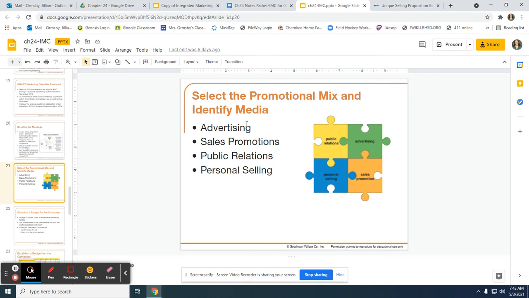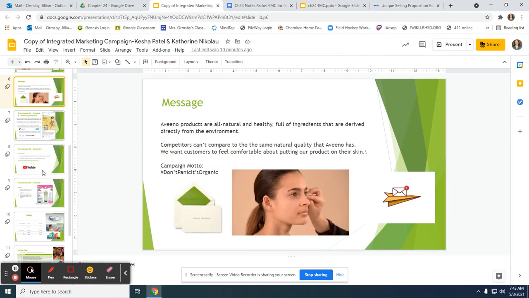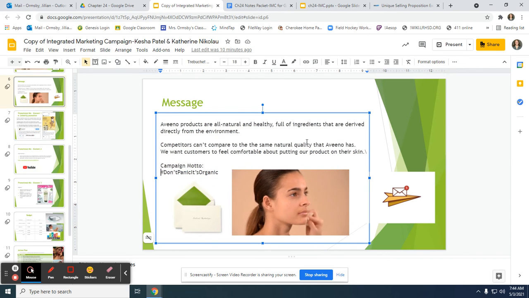So, I have an example of a former student's presentation just so you can kind of get a better idea. Their product that they chose was Aveeno, and they came up with a slogan called Don't Panic, It's Organic. And that's basically focusing on the fact that nowadays there's a huge push for using organic products, and so what they're doing is highlighting the fact that Aveeno is organic and that's how it supersedes its competition.